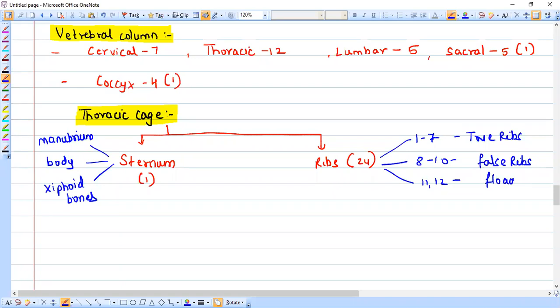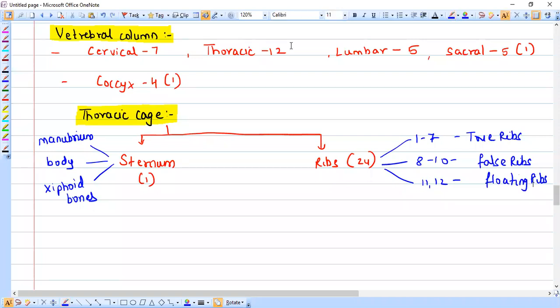Now the point here is, why are 1 to 7 called true ribs? The reason is very simple. They are directly attached to the sternum. That is why they are called true ribs. And 8 to 10 are not attached directly. That's why they are called false ribs. They are attached indirectly via the 7th rib. And the 11th and 12th ribs are called floating ribs because they are not attached to the sternum at all.